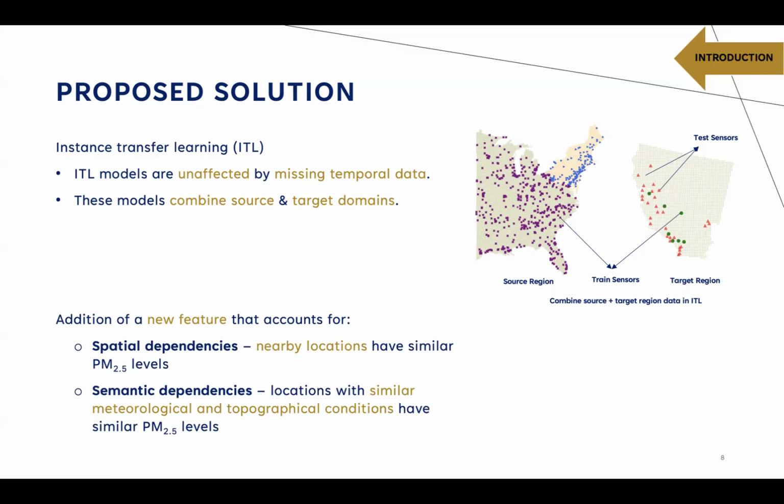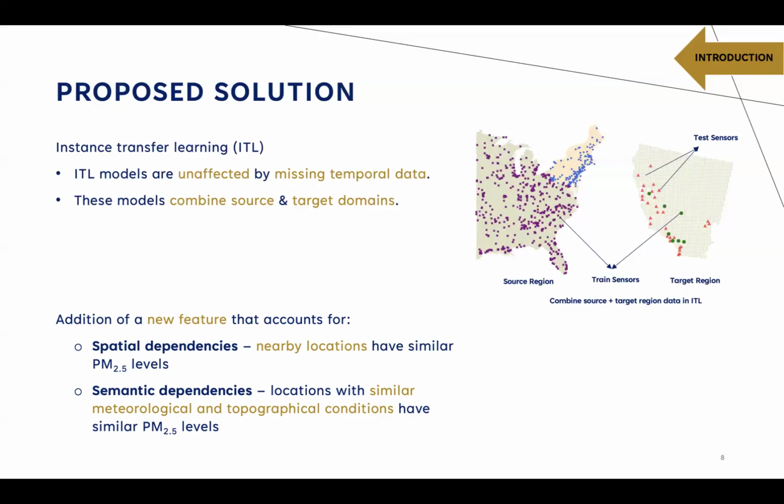So our proposed solution is to add a new feature that accounts for spatial dependencies and semantic dependencies. What do I mean by these? Given that this is a data set with ground sensors, basically a location-based data set, we note that nearby locations can have similar PM2.5 levels, which is a popular geographic law: nearby locations behave in a similar manner. As well as semantic dependencies, which means that if two locations have the same meteorological and topographical conditions, they will also have similar PM2.5 levels.